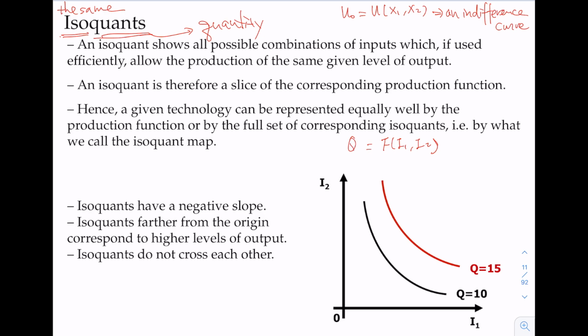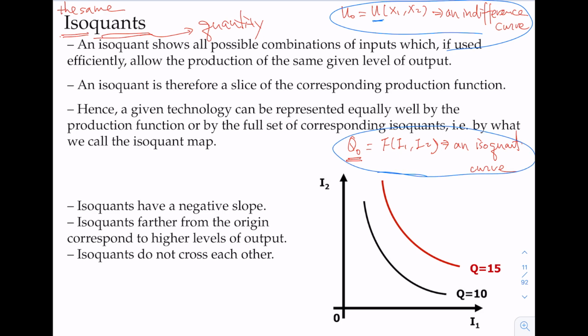And I'm fixing it at a certain level of Q0. This will describe all the possible combinations of l1 and l2 that can give you Q0 as an output, right? So this implicit function will define an isoquant curve. Okay, so mathematically they are exactly the same thing. You were just using different names for the functions and the arguments. So I don't have to explain anything here.